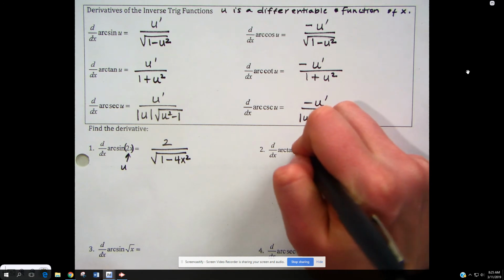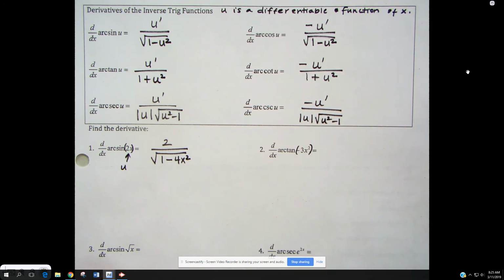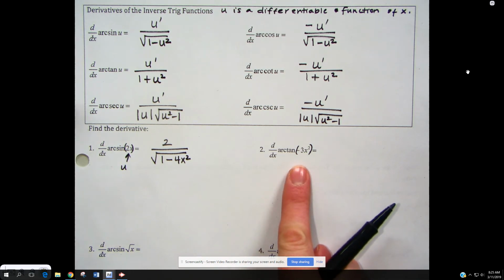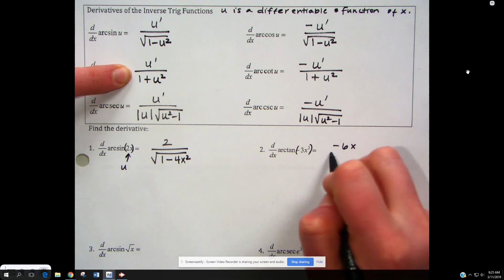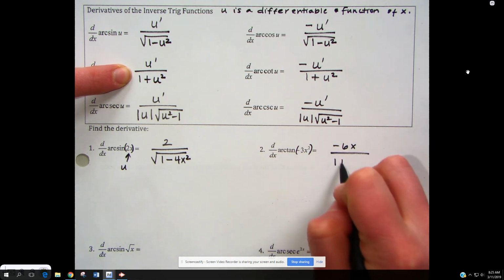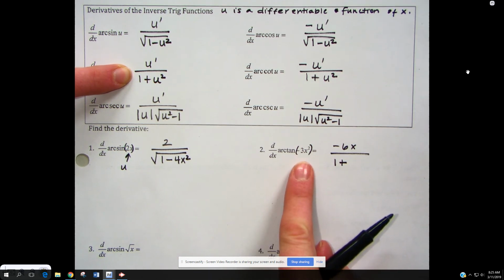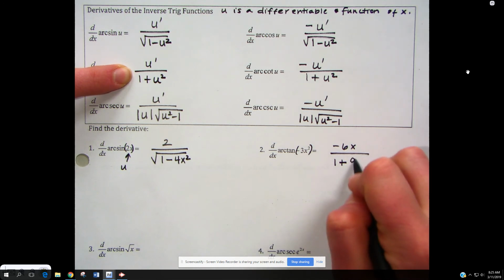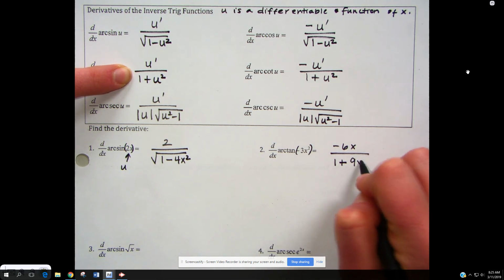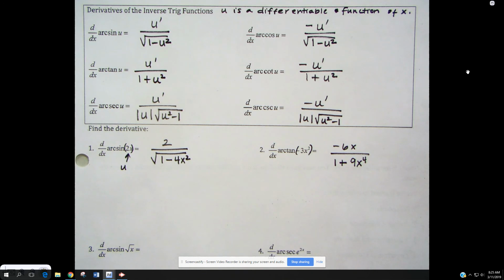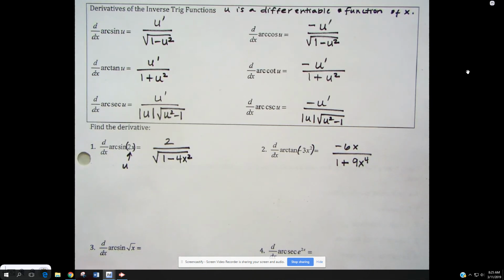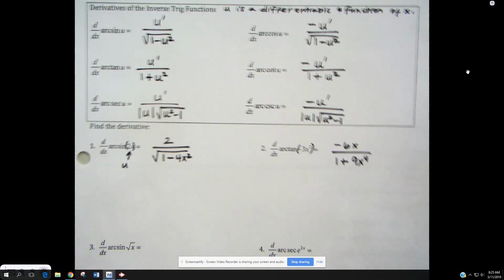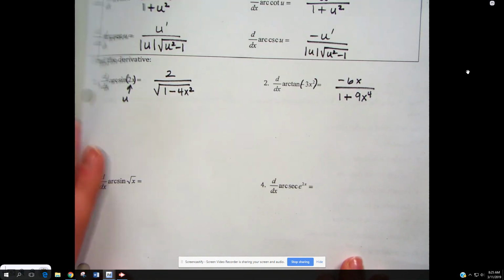Here, I probably could have benefited from some parentheses, but arctan of negative 3x squared. We're going to focus our attention on this formula right here. U prime would be negative 6x, and then underneath I would have 1 plus, and when you are squaring that negative 3, you're going to get a positive 9, and x squared squared, x to the 4th. Pretty simple. The hardest part is memorizing the formulas. I think the bottom one's more of the same.